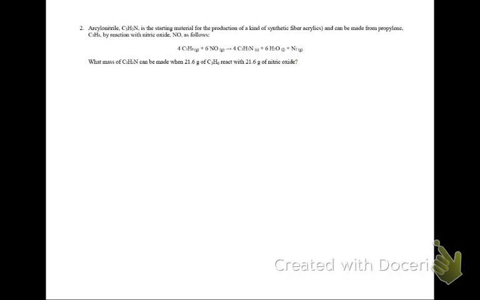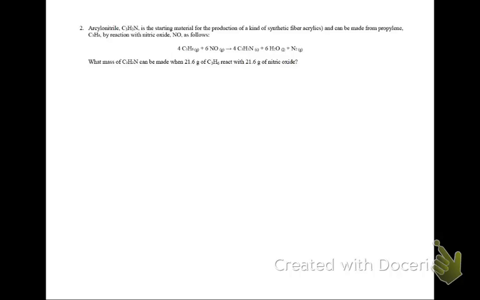Alrighty, here's the second practice problem. That first word's actually a typo. It should be acrylonitrile, which is a starting material for the production of a kind of synthetic fiber, acrylics. If you've ever heard of ABS plastic, that's what it's used to make. And it's made from propylene, which is C3H6, by reaction with nitric oxide, which is NO, according to the following reaction. There's the reaction. It's already balanced for us.